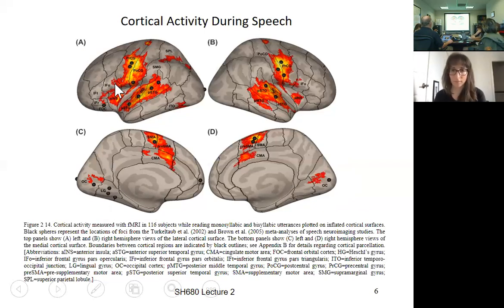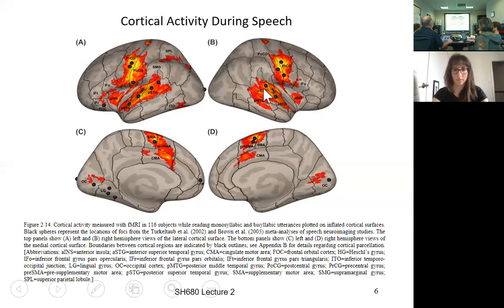Inferior frontal gyrus is active more so on the left usually than the right. Over here we only see a little bit of inferior frontal gyrus. The superior temporal gyrus is active bilaterally, pretty much symmetrically. This Heschl's gyrus, HG, in here, is the primary auditory cortex. It, of course, is active during speech because you hear yourself.